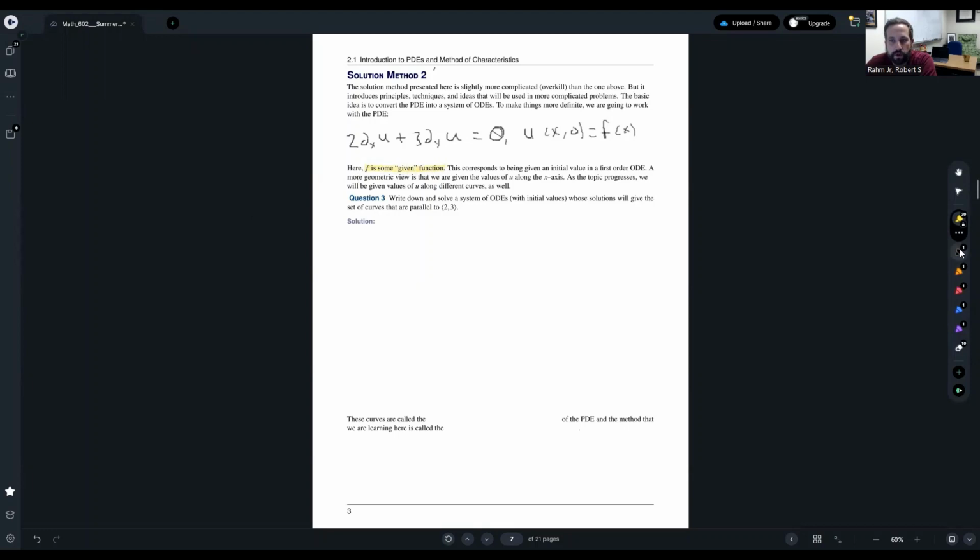Okay, and so what we're saying is that we know what u is along the x-axis. In upcoming problems, we're going to maybe assume that we don't know u along the x-axis, but we do know what u is along some perhaps more complicated curve, like a parabola or the y-axis or something like that.